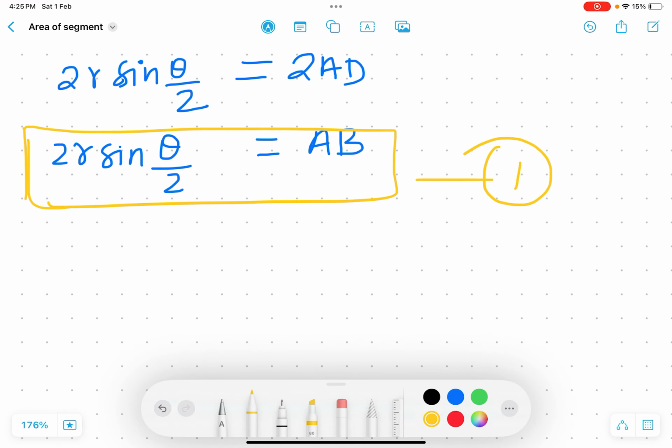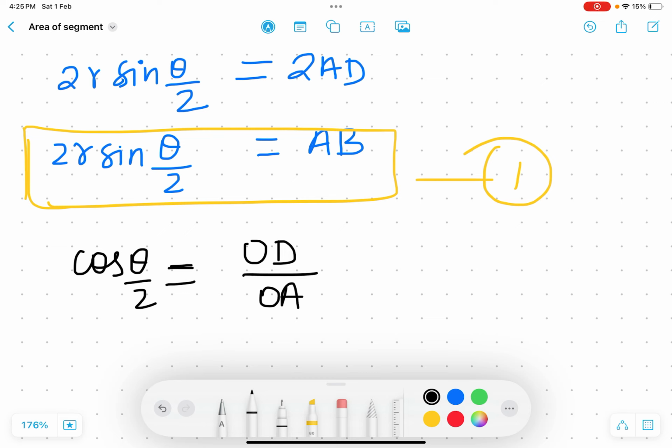Okay, so now we are going to use the cos ratio. So you know that cos theta by 2 is equal to what? Base by hypotenuse. So what is base here? So base is OD, and what is the hypotenuse?